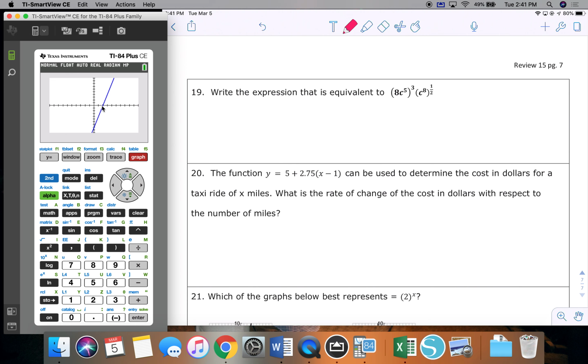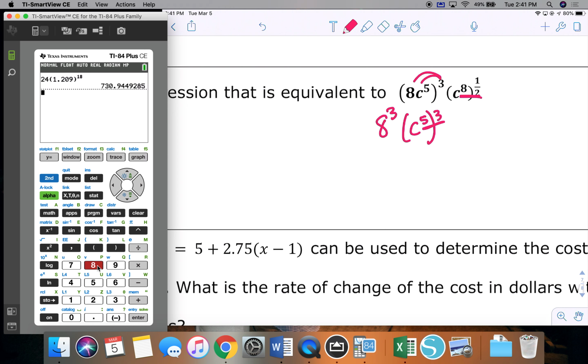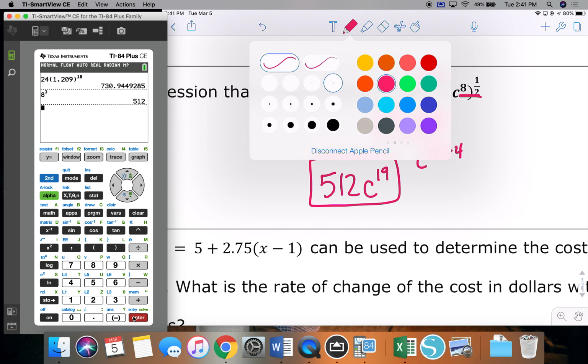19, they want an expression equivalent to this. So remember, cubed gets distributed. C to the 5 cubed. These are multiplied, and these are multiplied. So 8 cubed is 512. C to the 5 times 3 is 15. 8 times 1/2 is 4. So 15 plus 4 is 19. So those are just your exponent rules there.